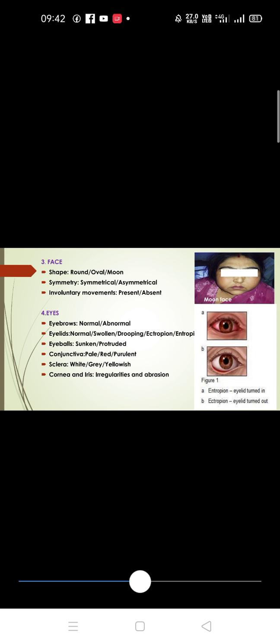So in the physical assessment, you will assess from the head to toe. That one is the physical assessment. First you will assess the general examination, then comes the head. In the head, you will assess the color, distribution, circumference, all this. Then comes the face. In the face, you will assess the shape, symmetry, and in the eyes you will assess the eyebrows, eyelids, eyeballs, conjunctiva, everything.